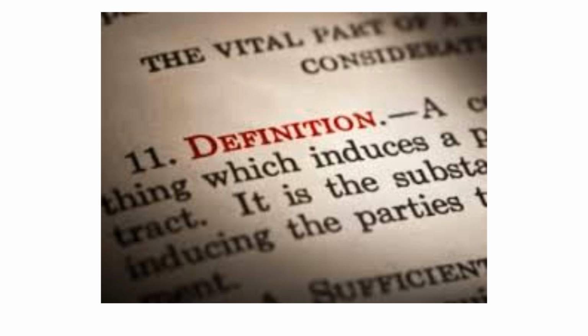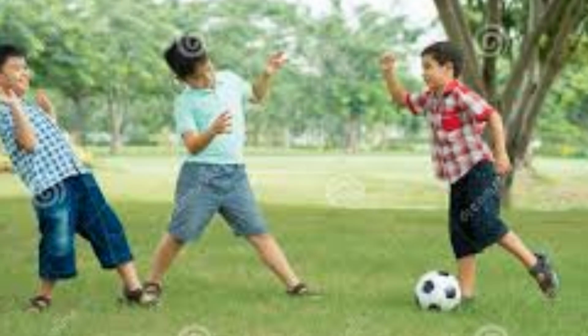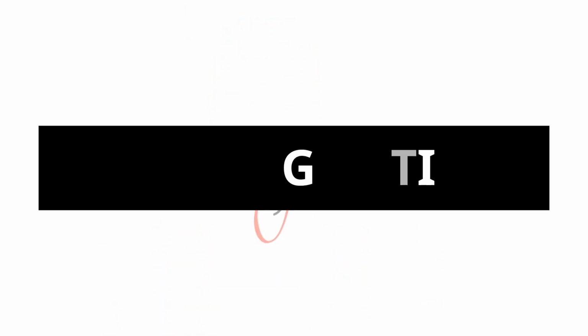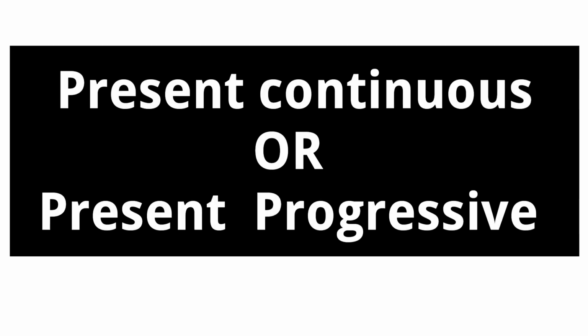Before understanding the meaning, definition and the structure of present continuous tense, let's observe these pictures. Children are going to school, the boys are playing in the park, the baby is crying out loud. When we look at all these pictures closely, we notice that in all the three examples, the action is ongoing. So when the action is ongoing in present, it is called present continuous tense or present progressive tense. So let's define the present continuous tense.